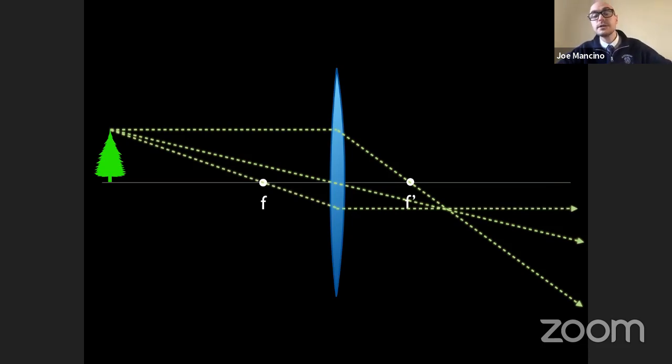Now those lines all meet up at one point. We would be projecting a flipped, upside down and inverted, reduced, smaller image. It's projectable, so it's real. So it's inverted, reduced, and real.